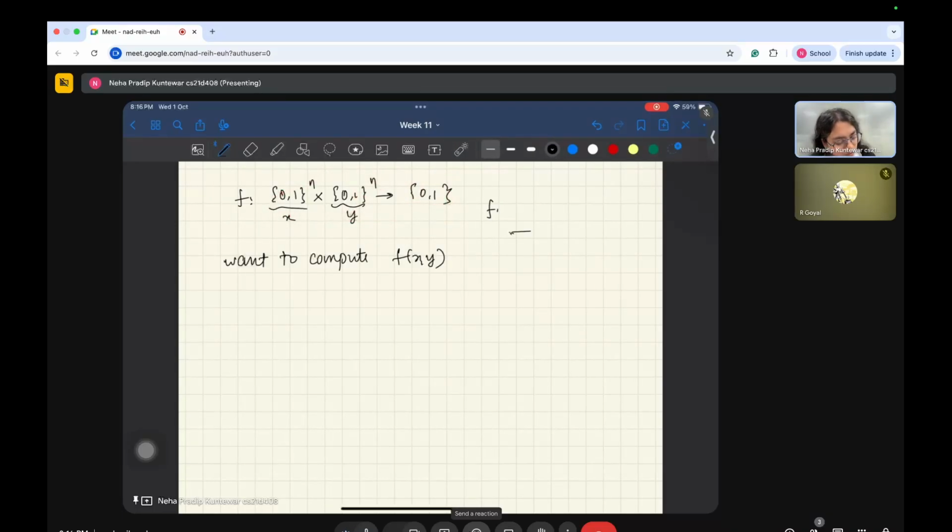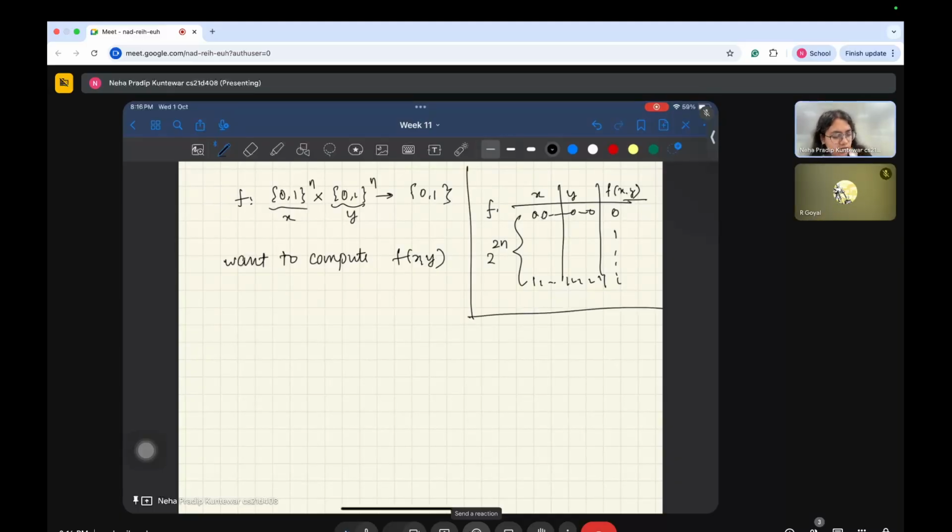So you can think of writing this as a truth table. Here you have values for x, values for y, and this is the value of the function, from all zeros all the way up to all ones. How many entries are these? There would be 2 raised to the power 2n entries.